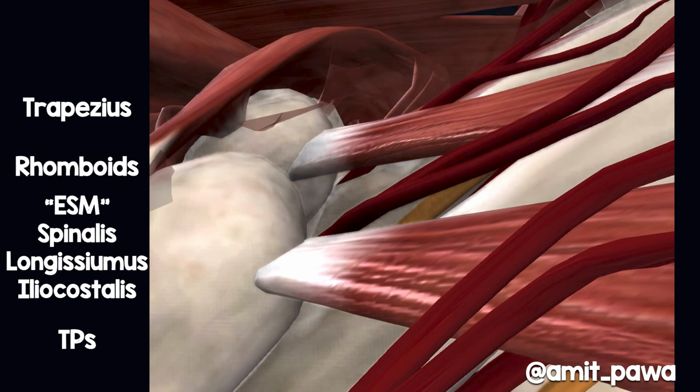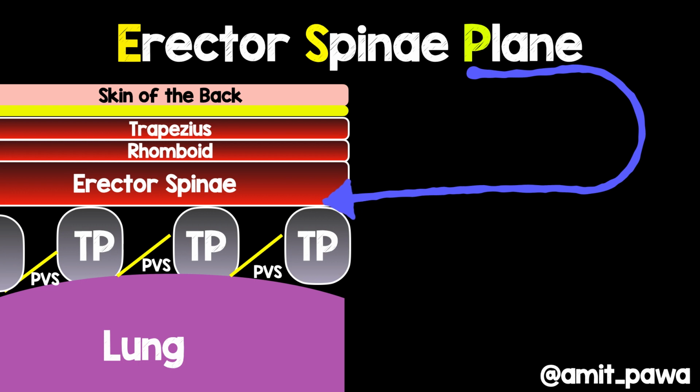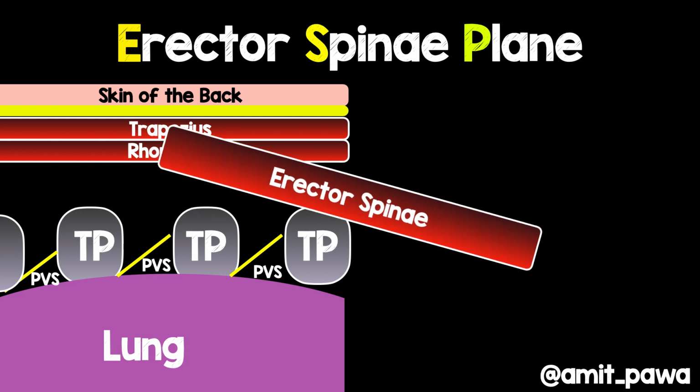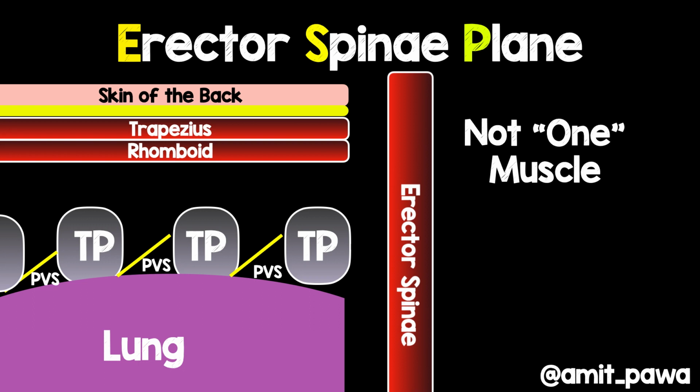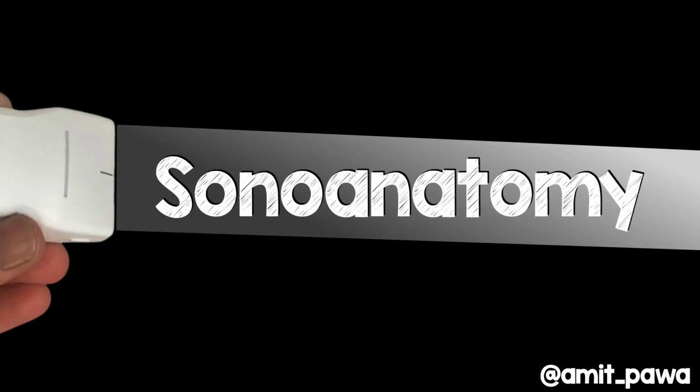And of course, this is where we're aiming to deposit our local anaesthetic. So as I said, we want to get our needle and local anaesthetic in that plane over here, but we tend to talk about the erector spinae muscle as one muscle. It isn't one muscle. I've just shown you those three different groups, but we treat it as one for the purposes of sonoanatomy, which I'm going to cover now.